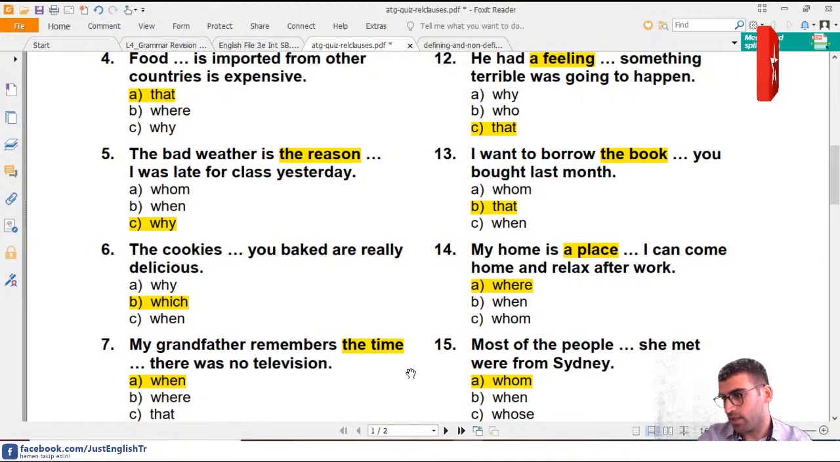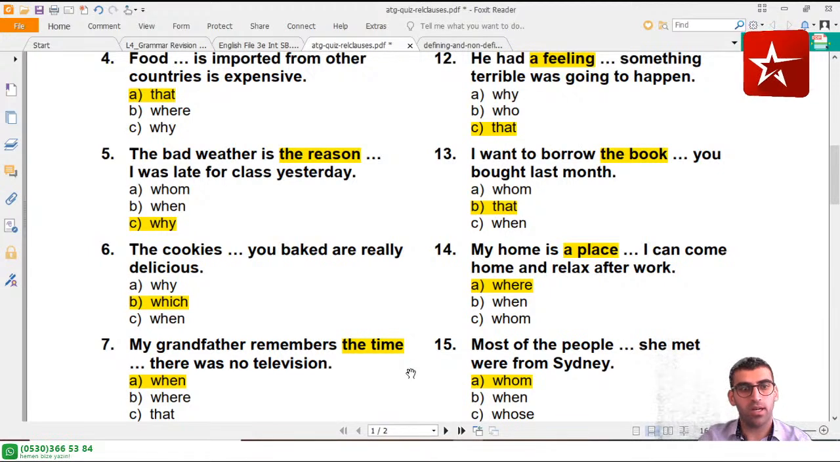Teacher, please explain whom and why. Why do we use whom? If we are talking about the object of the sentence, we use whom. But if it is a subject, we use who. And I will show you.